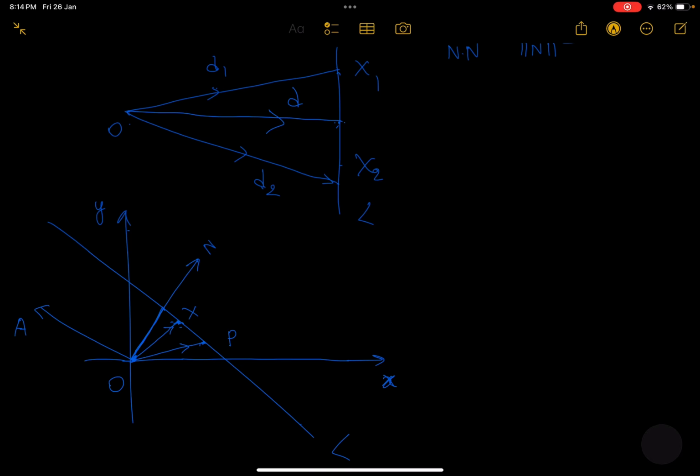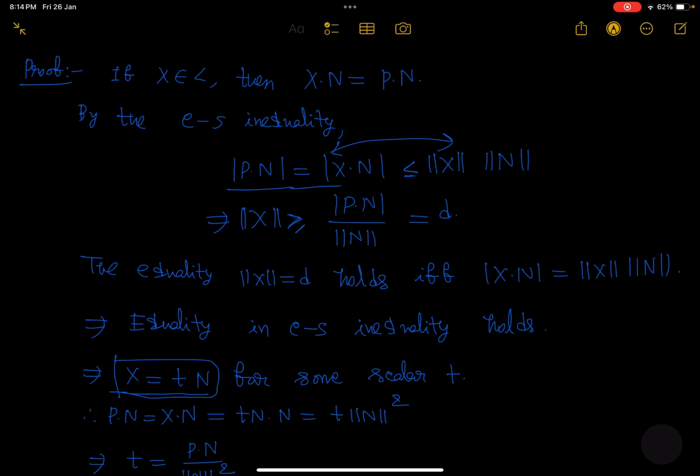We will prove this fact and define this d to be the distance from the origin to the straight line. If x belongs to L, by the given equation of the line, x dot n equals p dot n. Now we apply the Cauchy-Schwarz inequality, CS inequality in short. So modulus of p dot n equals modulus of x dot n, because of this equality, taking the modulus on both sides. By the Cauchy-Schwarz inequality, this is less than or equal to norm of x into norm of n. So we get that norm of x is bigger than or equal to this number, which is nothing but the given number d. This proves the first part.